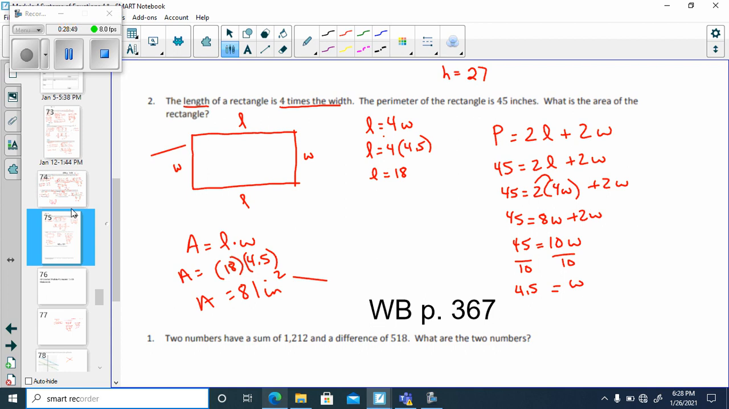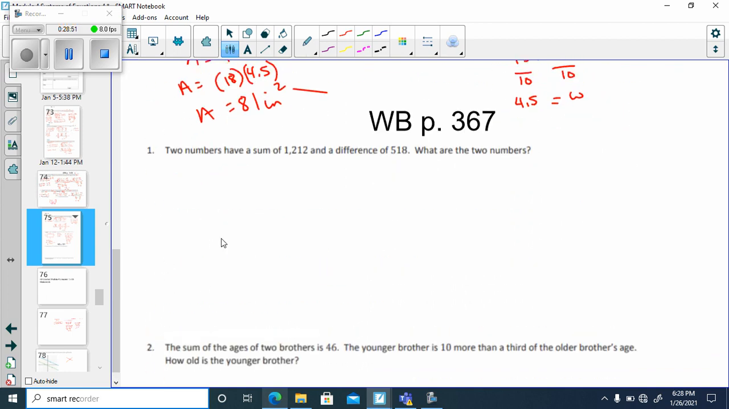All right. And then this one, 2 numbers have a sum of 1,212. Sum means you add them, and a difference of 518. What are the 2 numbers? What if you use X and Y? X plus Y is equal to 1,212. X minus Y is equal to 518. Okay? Nothing says X is equal to or Y is equal to, so I need to eliminate a variable.